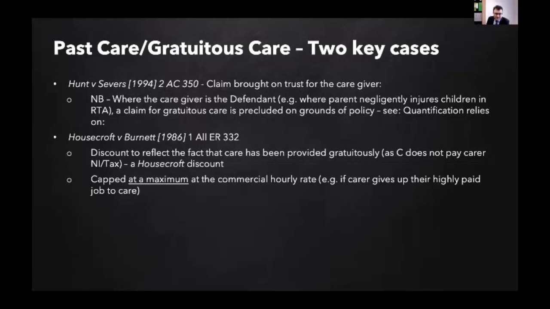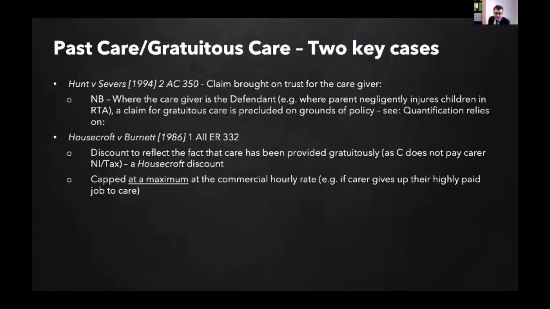Similarly, if a claimant, in fact, is not going to give the money back to the caregivers, well, then in theory, they are not entitled to claim gratuitous care on their behalf. So it's important that solicitors also take instructions on that point and understand the importance of the claim being brought on trust.